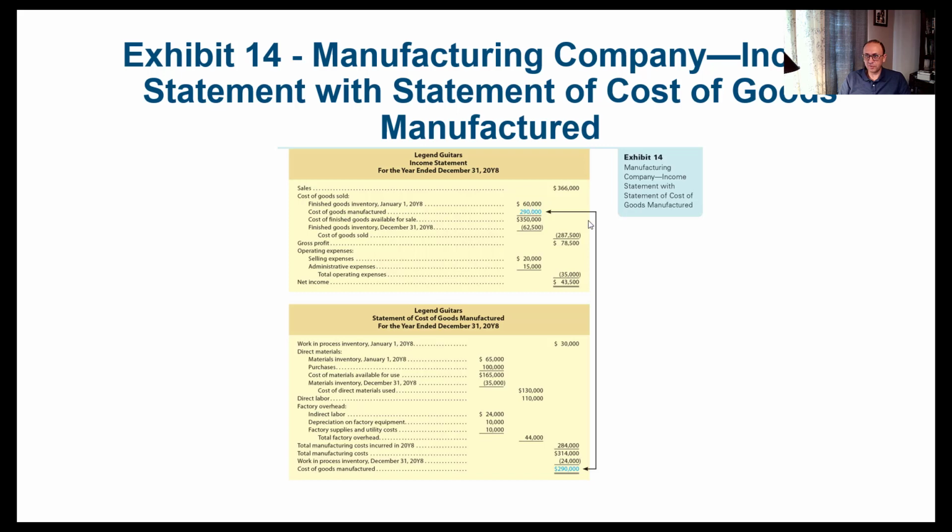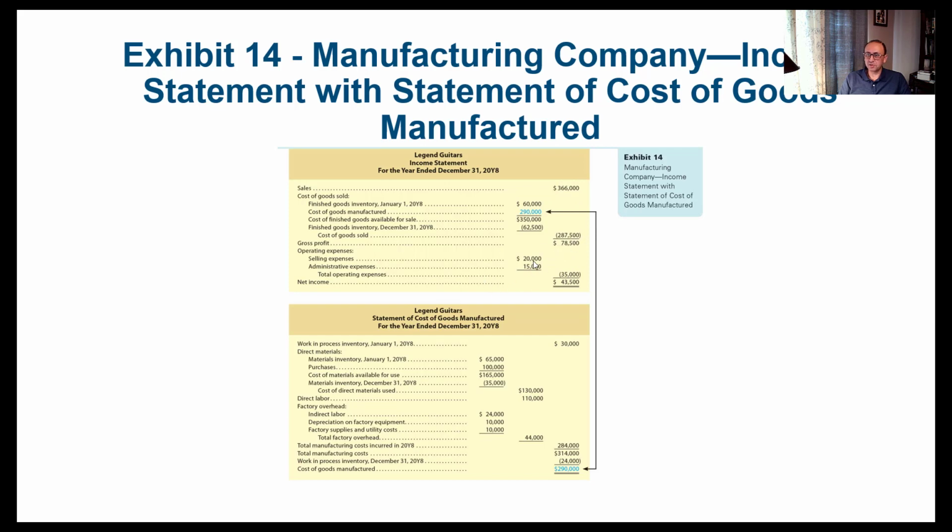Then the cost of goods manufactured, we are going to get it from the statement of cost of goods manufactured, which is a separate statement. And that would give us the cost of finished goods available for sale, 350. We subtract from it the ending finished inventory, which is 62,500, which would give us 287,500. That's the cost of goods sold. So 60 plus 290, 350, deduct the finished goods ending inventory, which is 62,500, would give us the cost of goods sold. Subtract the cost of goods sold from the sales, we get the gross profit.